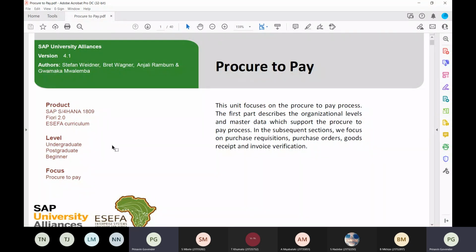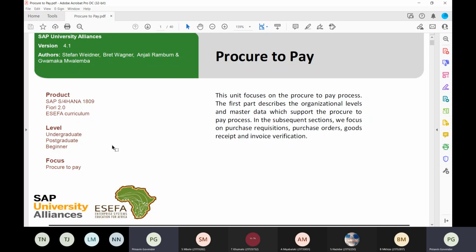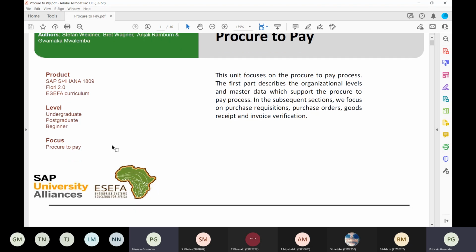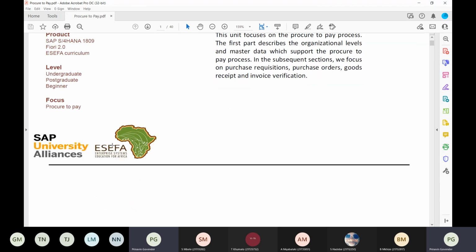Yay, right? So under Procure to Pay, we've done the practical work, but we're going to go to the theory now. I'll play this game of going back and forth. This unit focuses on the Procure to Pay process. We describe the organizational levels. What's master data? I think you saw the master data where I was able to select screws and nuts or brakes or tires. And then we'll look into the purchase requisition, the purchase order, goods receipt, and invoice verification.